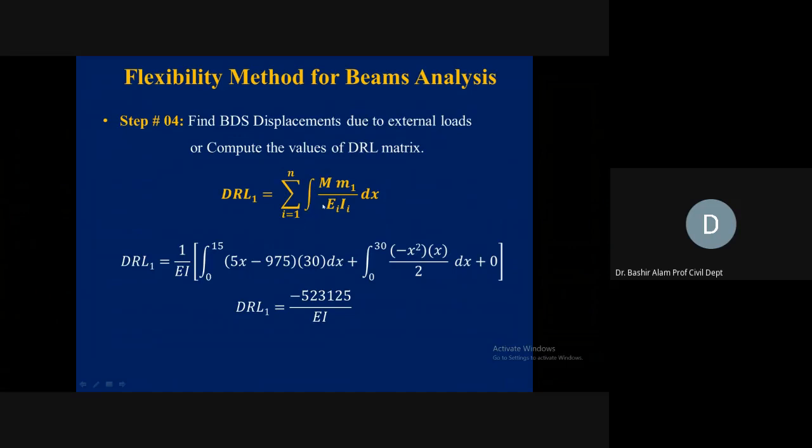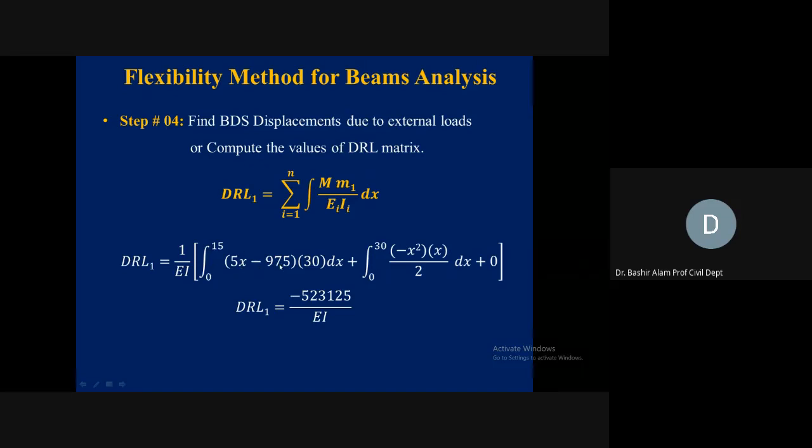An integral of M times M1 divided by EI dx. DRL2 will become capital M times M2. Only this will be the difference, that it will be the product of capital M times M2. Rest of the elements will be the same. Now, from each member, we are writing the contribution. 1 over EI, we take this common. Member AB was 0 to 15. So here the limits are coming.